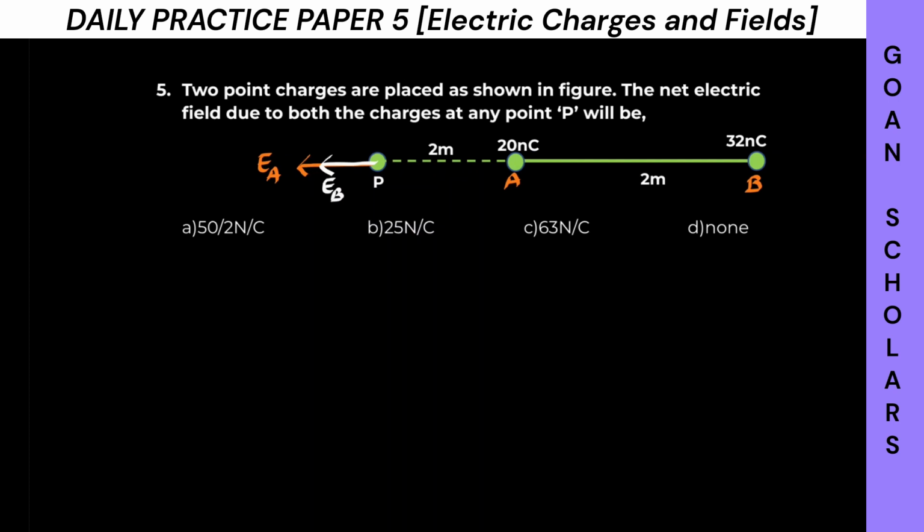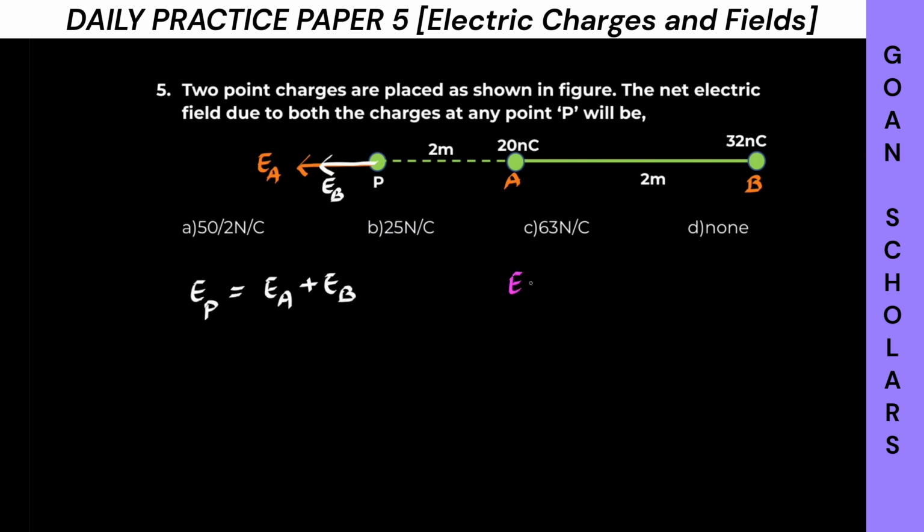Why both in the same direction? Because both are positive charges, and the field due to positive charges is radially outward, right? Okay, great. So since both are in the same direction, the net electric field at point P will be EA plus EB, correct? Now what will be EA, EB?